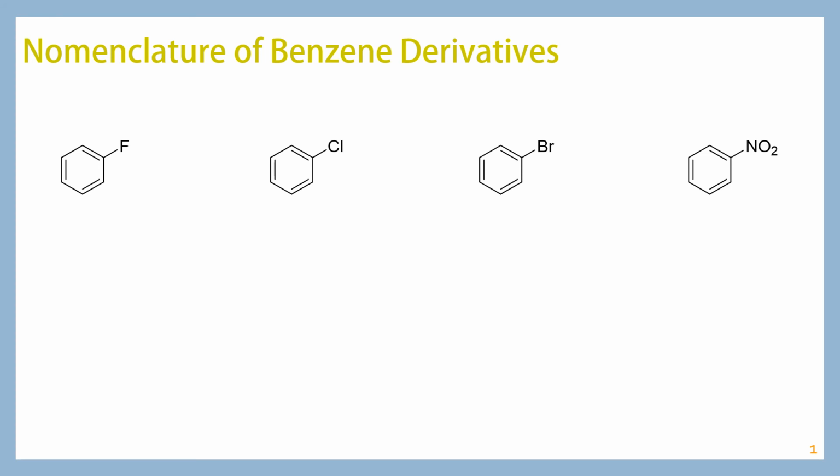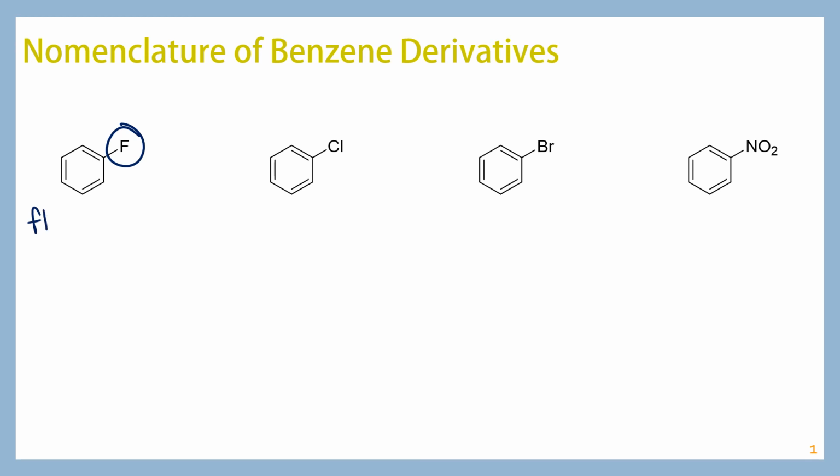Now, in this last part of chapter 14, we're going to look at the nomenclature of benzene derivatives. We're going to start with the nomenclature of monosubstituted benzene derivatives. Monosubstituted means that we have one substitution coming off of our benzene ring. Now, the nomenclature of a monosubstituted benzene derivative is really straightforward. You're going to name the substituent and follow it with benzene.